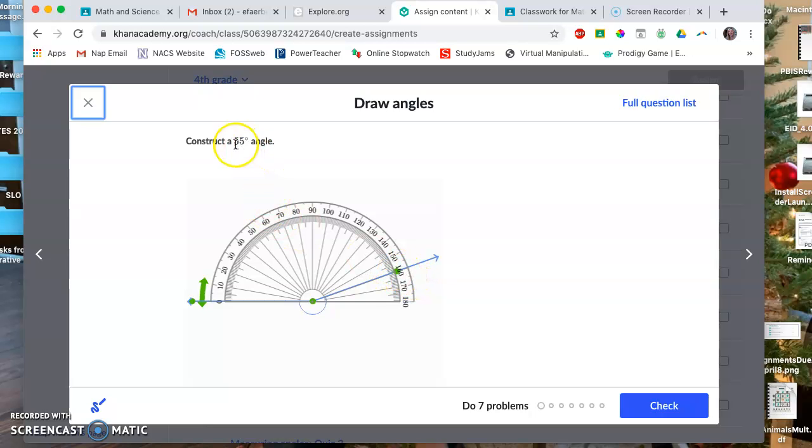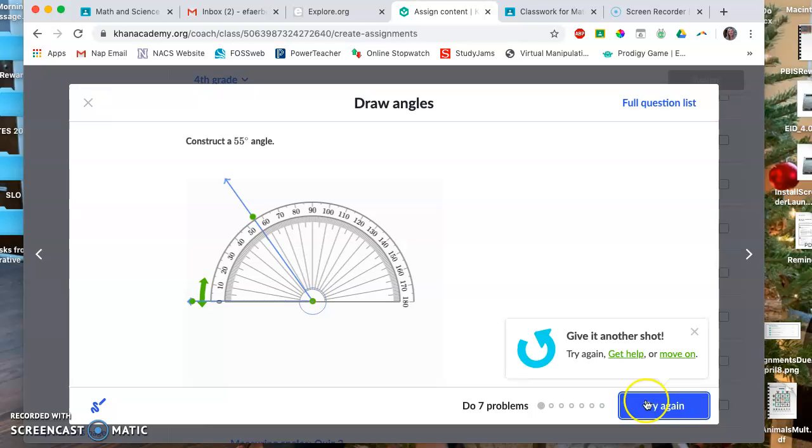And then if I need to make 55, I don't see a 55 on here, but I know 55 is between 50 and 60. Now, when I go to check my work, it's going to say give it another shot. And I'm sitting here thinking, I'm a math teacher. I know I just made a 55-degree angle. What in the world is going on?